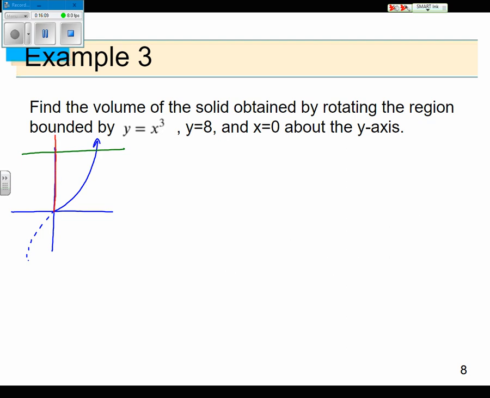So I am looking for, it's not the area of this region. What I'm going to do is I'm going to take that region and imagine spinning it around the y-axis this time. Just imagine that thing going crazy, spinning around the y-axis. What is my shape going to look like?